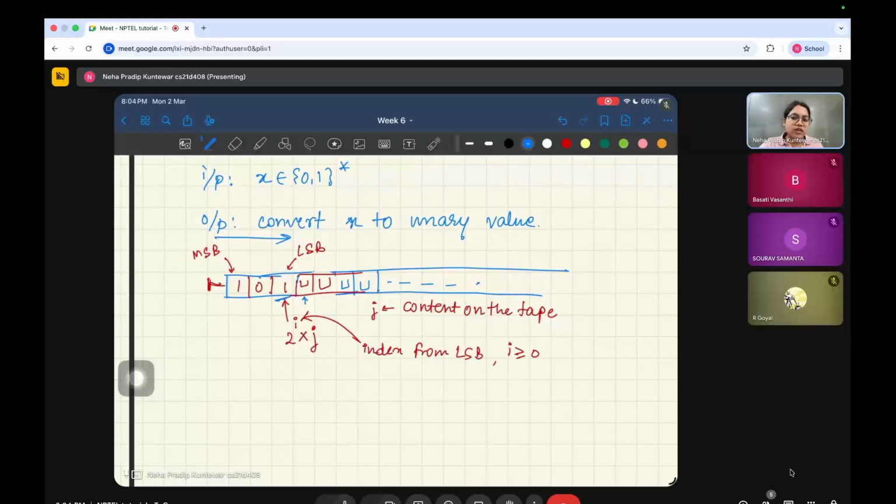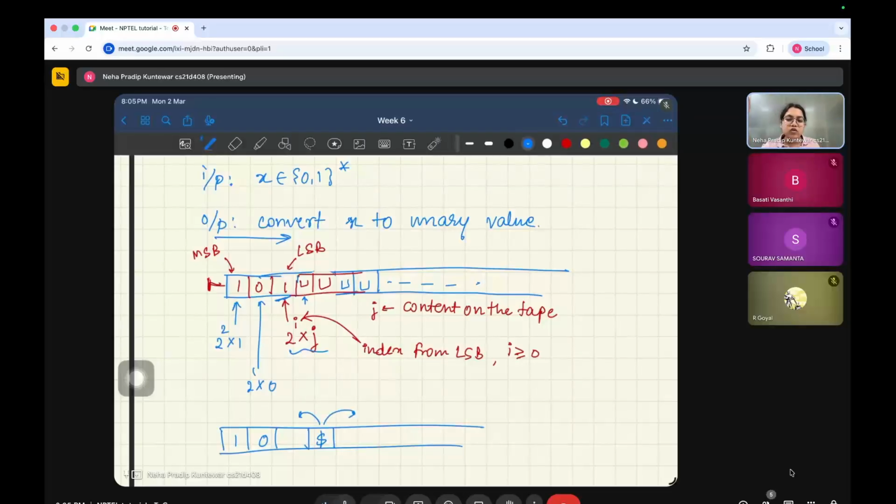So you are here. The value of this one at this place is 1. The value of this one at this place is 2 to the 2 times 1. The value of this 0 is 2 to the 1 times 0. That is what this means, right? So what you want to do is you read this one, and let's say I have a special symbol that tells me that the input is to the left of this dollar, and whatever I'm going to do is to the right.